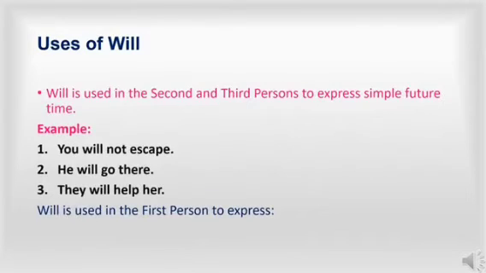Now, coming to the uses of will. Will is used in the second and the third persons to express simple future time. For example, you will not escape. He will go there. They will help her. You, he, they are the second and the third person. So will is used in the second and the third person to express the simple future time.